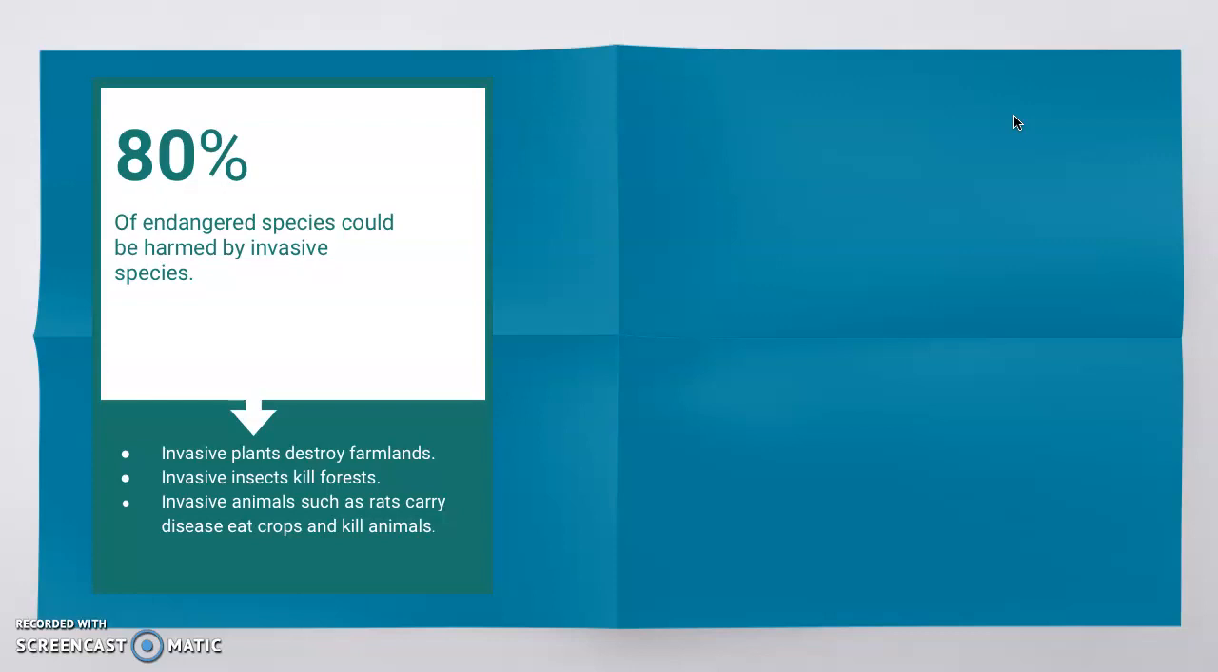And here we have some examples that help us understand the big impact of these species in the environment. The first one says that invasive plants destroy farmlands. Invasive insects kill forests. Invasive animals such as rats carry disease, eat crops, and kill animals. So as you may know, those are just some of the most important examples, but we can find many different ones if we Google them, if we do our research on them. You see, but anyway, this is a big ratio.